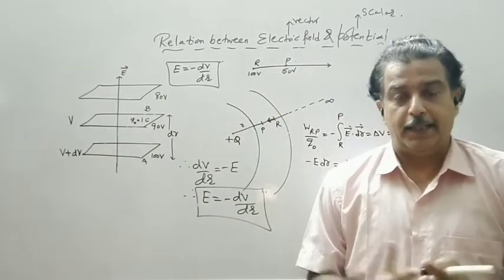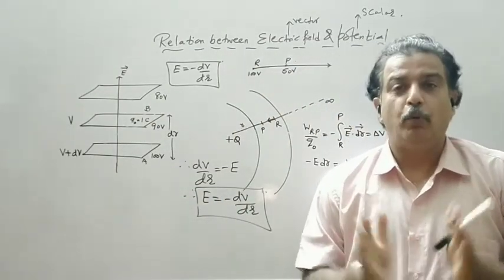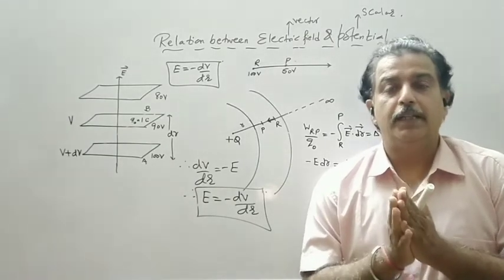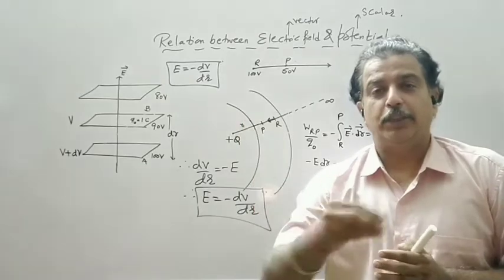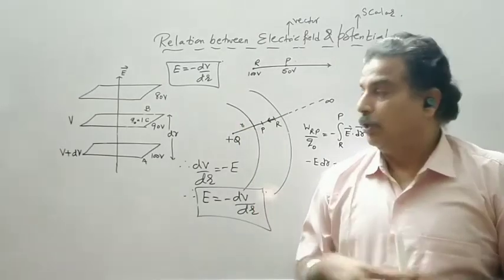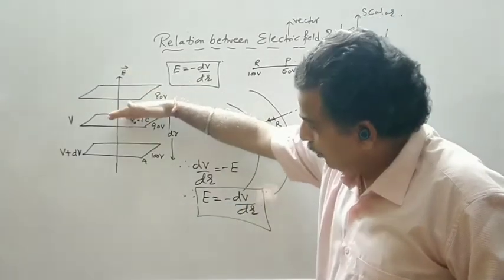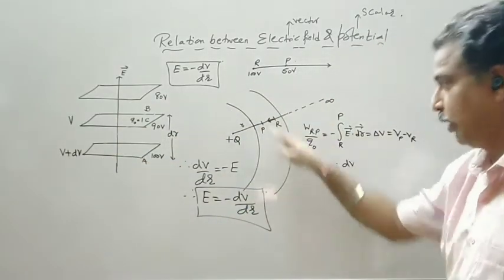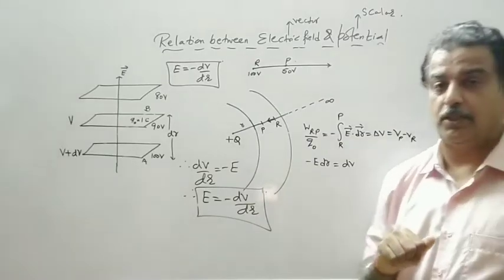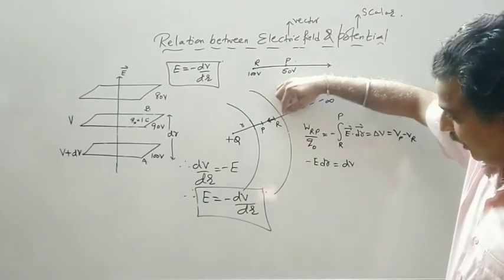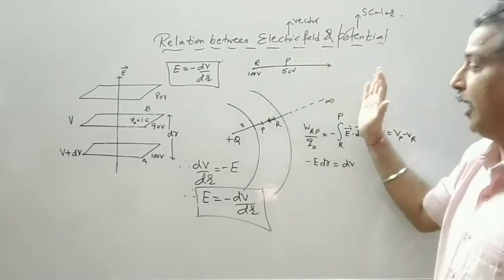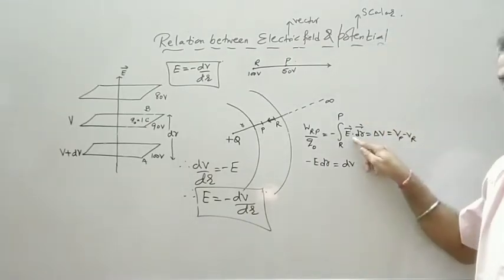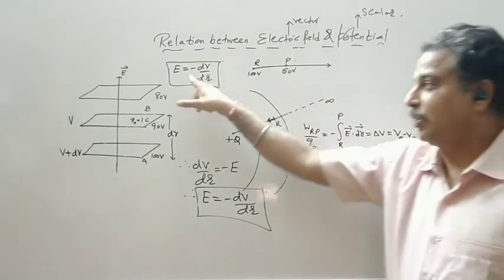I want to say that we were moving radially, opposite to the direction of the field, or we were moving from one equipotential surface to the other equipotential surface. This is one equipotential surface, this is another equipotential surface. So if I take this point R here, point P here, again I am moving against the field. So we removed that dot and we arrived at this formula.